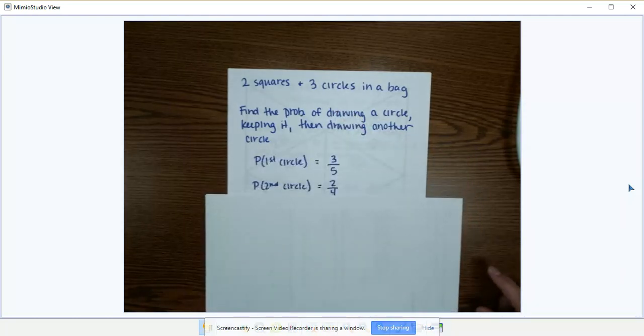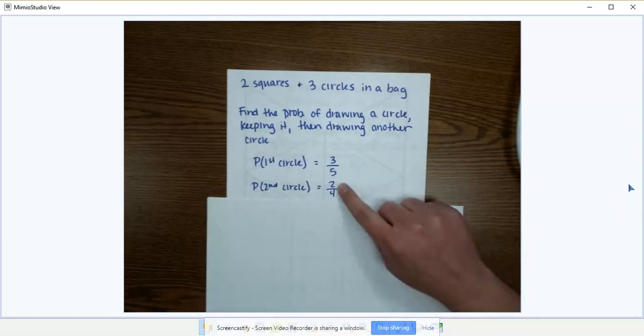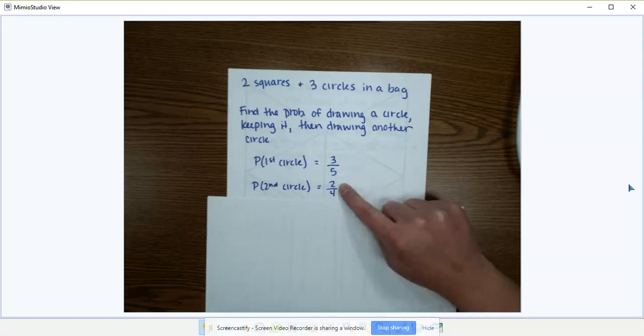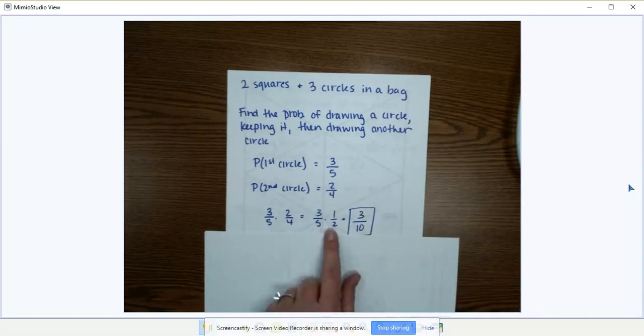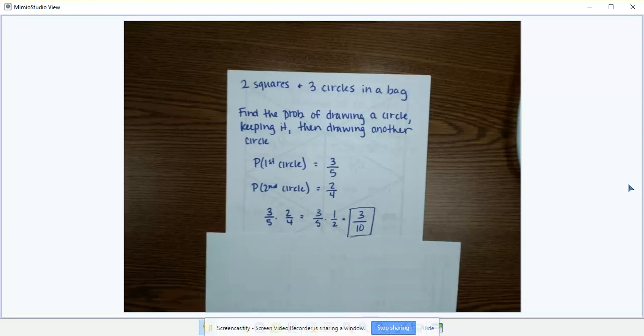So probability of drawing our first circle is going to be 3 out of 5. Probability of our second circle is going to now be 2 out of 4 because we've already taken 1 out, so that's why our numerator decreases, and then 1 out of our total as well. We multiply those together, so 3/5 times 2/4 is the same as 3/5 times a half, which is 3/10. So we have a 30% chance of picking 2 circles.